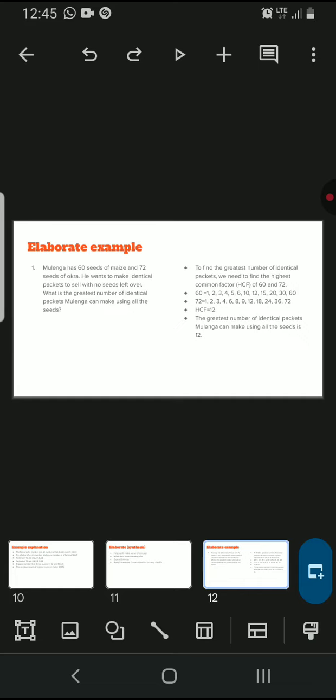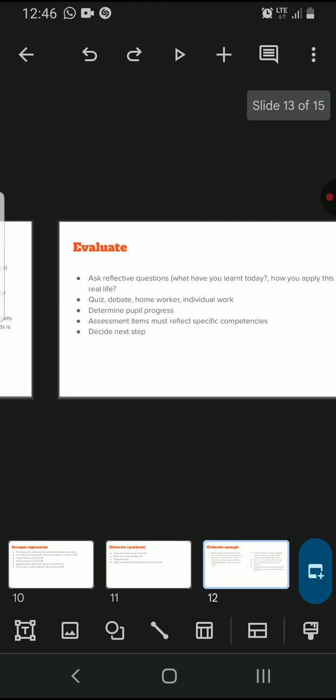So since there is the idea of equality there, it means we should look for the factors of 60 and 72. Thereafter, we look for the highest common factor, which if you have seen there, we have found it to be what? 12. So that 12 is the greatest number of identical packets that Mulenga can make from 60 seeds of maize and 72 what? Seeds of okra.